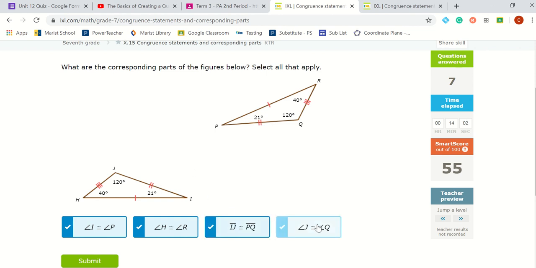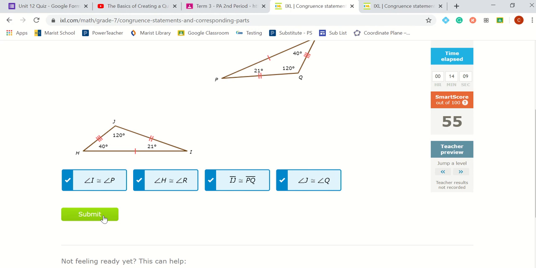Angle J and angle Q. Angle J is 120 degrees. Angle Q is 120 degrees. Those are congruent as well. All 4 this time.